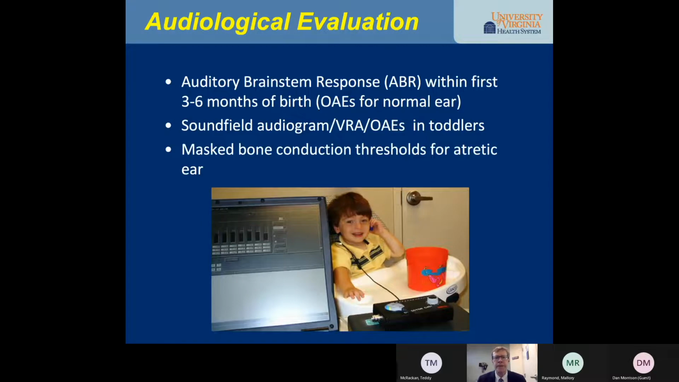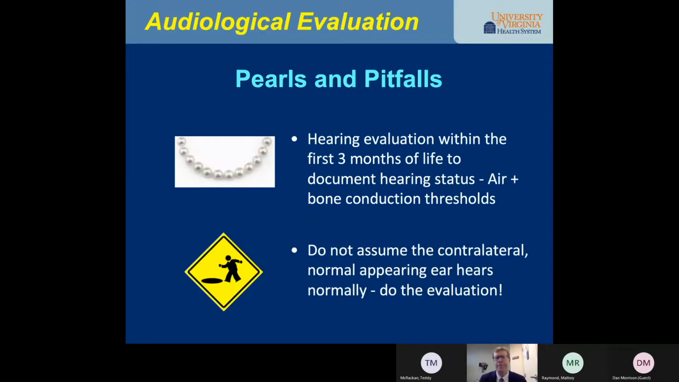And so we recommend the ABR test within the first 3 to 6 months of birth. Otoacoustic emissions can be done for the normal ear if it's unilateral. A sound field audiogram with visual reinforced audiometry and OAEs in toddlers, and then masked bone conduction thresholds for the atretic ear in toddlers who are cooperative. I do recommend a bone-conducted ABR in the atretic ear in the newborn period to document the status of the inner ear. So hearing evaluation within the first 3 months of life to document the hearing status with both air and bone conduction ABR thresholds.